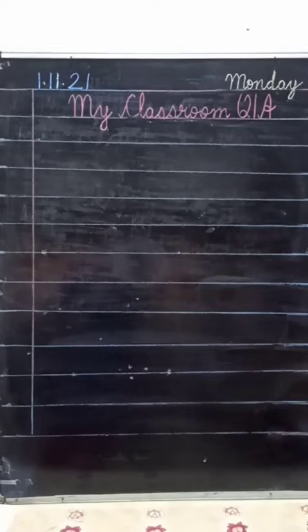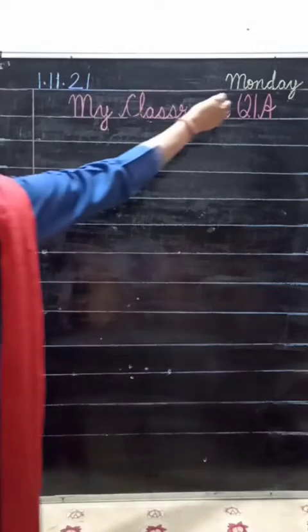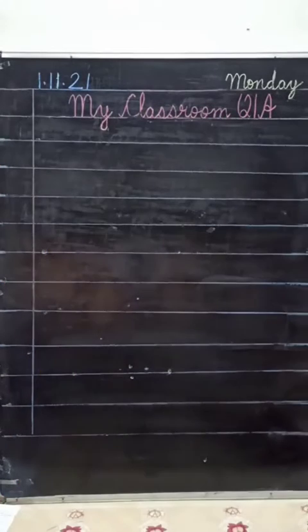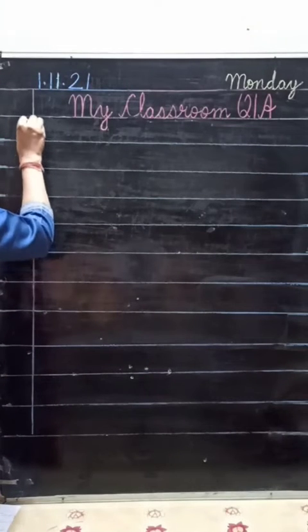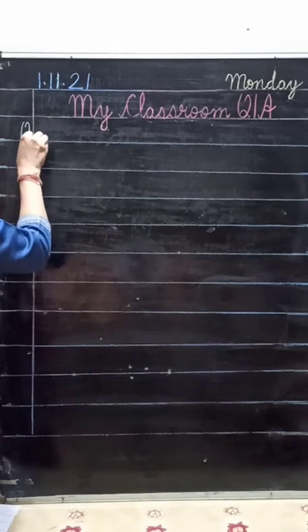Today we are going to do question answers on the topic My Classroom. So take out your English notebooks. Yes children, now write down date and day on your notebooks. Now let us start question answers of the topic My Classroom. Write down here question number 1.